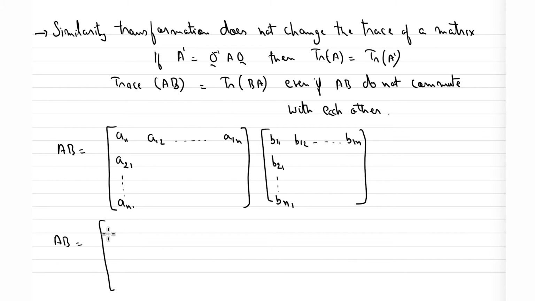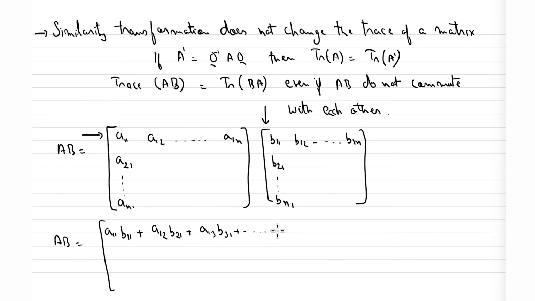Now to write the product of this, I can write it as A11. So I will take this row and this column and multiply the corresponding elements to write the first column or first row, right? So A11 B11 plus A12 B21 plus A13. This you all are very well aware of.